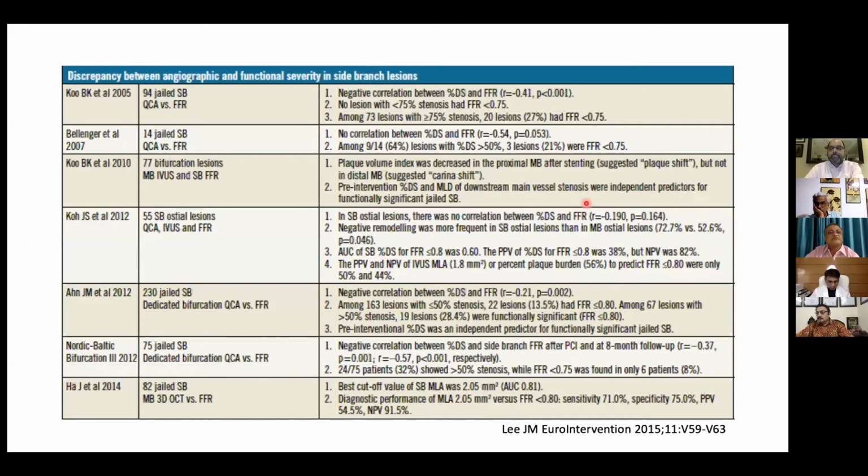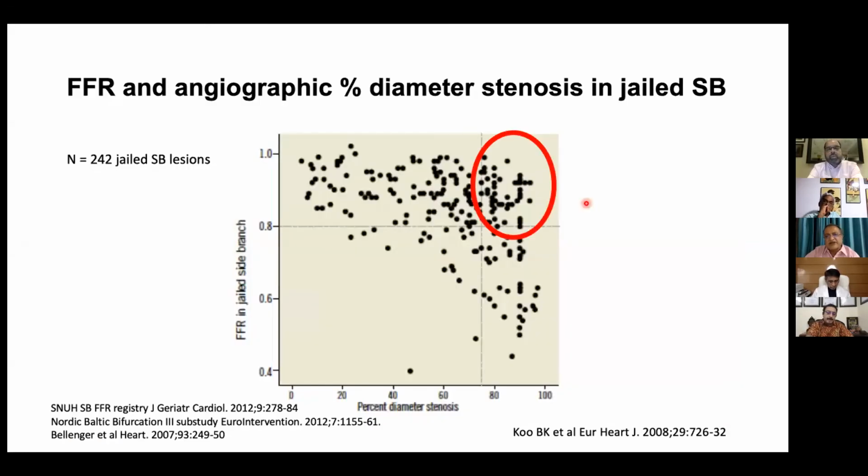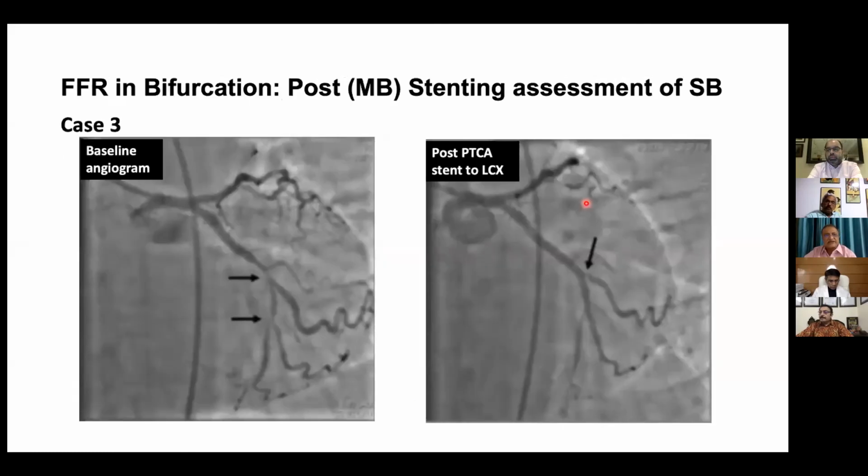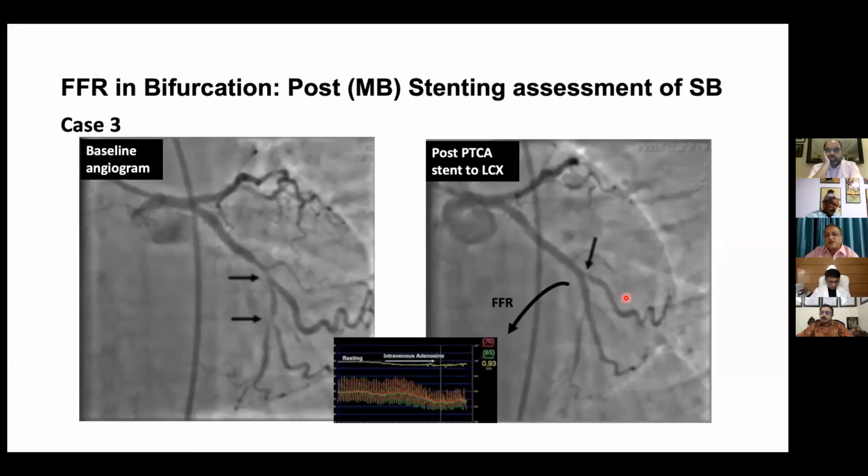These are a couple of studies which have shown the angiographic and functional severity of the side branch, and there is mostly a poor correlation between side branch stenosis and FFR, as you can see in this slide. Despite a visual assessment of a significant stenosis, the FFR is negative in most of the cases. So this is another example where the baseline angiogram shows significant disease. The main branch was stented, and if you look here, the side branch looked significant, but the FFR was 0.93. So again, it can be left on medical management.